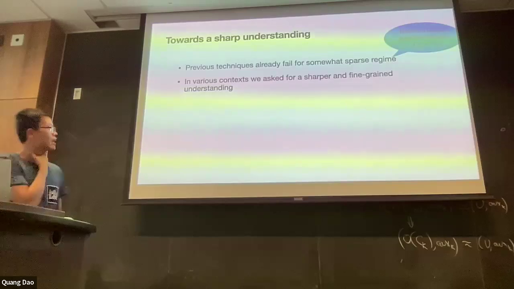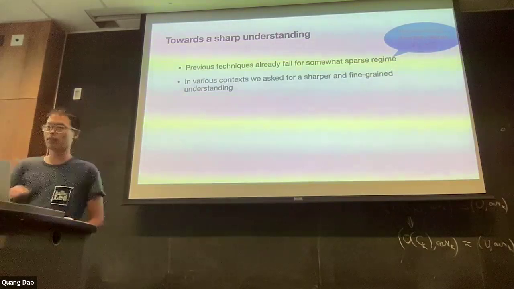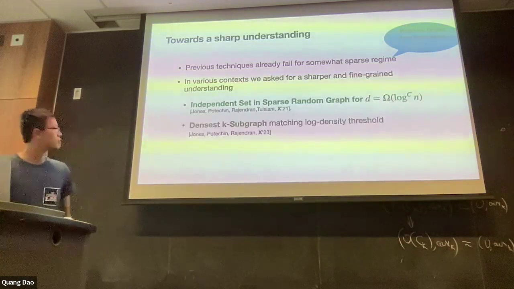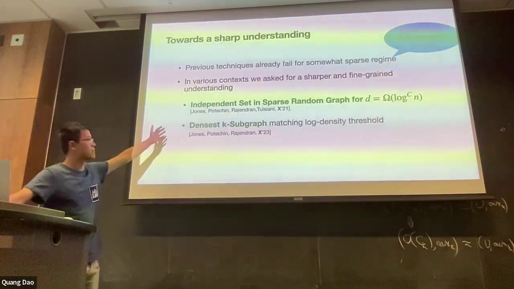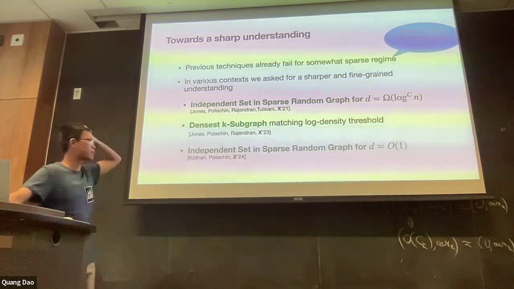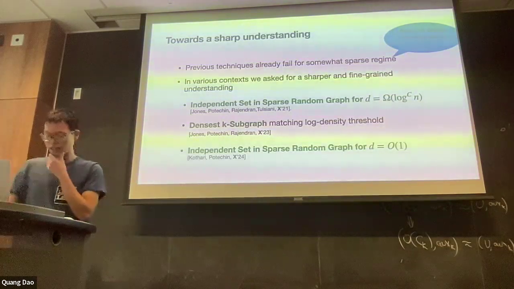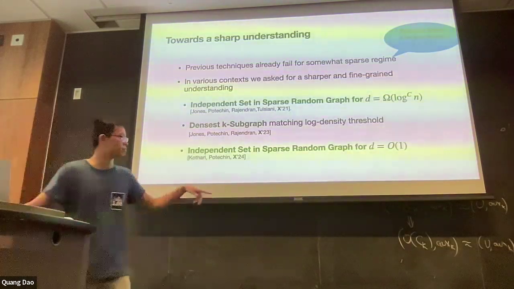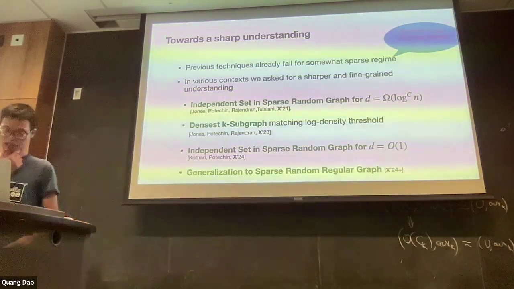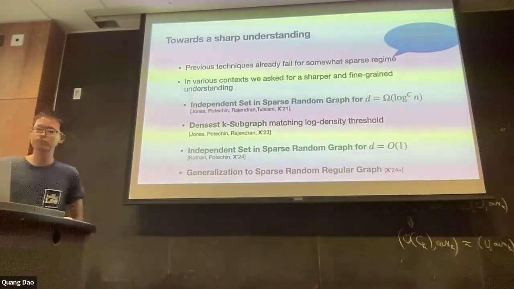And in various contexts, we have been trying to ask for a sharper and more fine-grained understanding of some specific regimes. There have been a couple of works giving hardness for independent set in sparse random graphs, and even densest subgraph, matching the log density threshold. And more recently, we have results that give lower bounds in the constant average degree regime, and it has also found generalization to sparse random regular graphs, so not just ID.